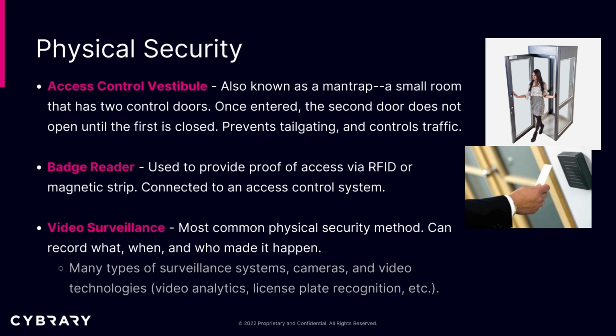Another physical security aspect is badge readers, used to provide proof of access via RFID or a magnetic strip. This is normally connected to an access control system, which has an auditing system that tells who came in and what time they came in.